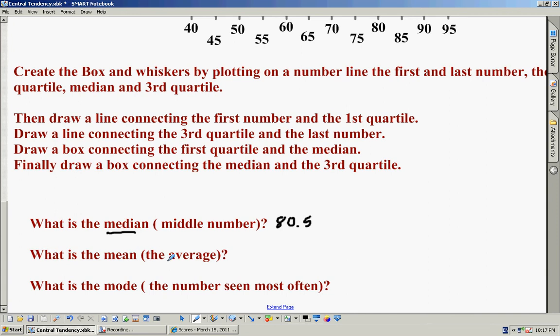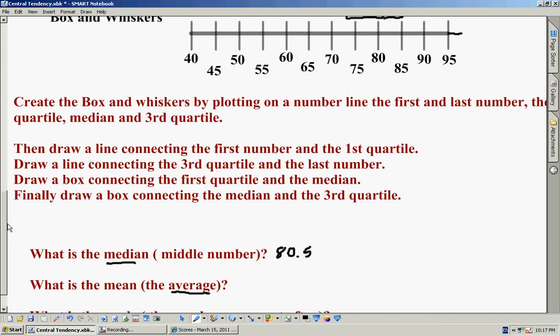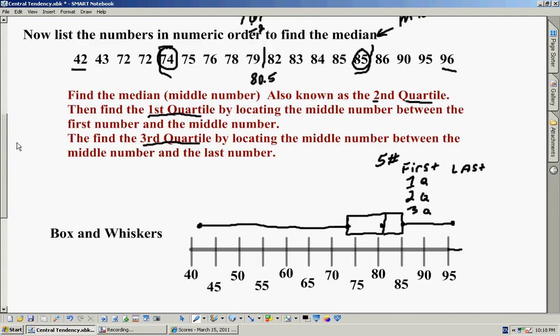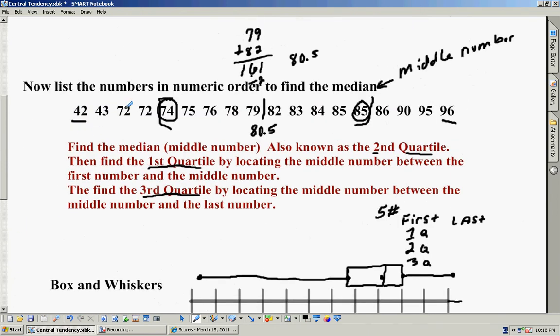But what is the mean? Oh, that's the average. How do we find the average? The average is to add up all the numbers together and then divide by the number of numbers. So in this case, let's scroll up here real quick. If we were going to find the average of these, we would add up all the numbers together and then we would divide by, let's see, 1, 2, 3, 4, 5, 6, 7, 8, 9, 10, 11, 12, 13, 14, 15, 16, 18 numbers. So you add them all together and divide by 18.